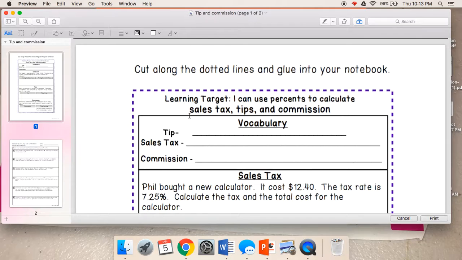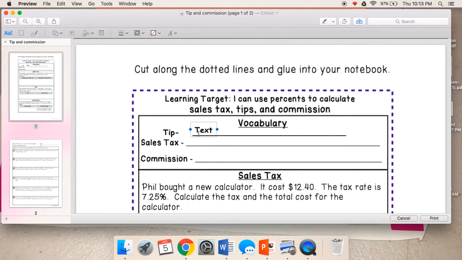And so we're gonna do it through screencast, which is me doing it on my screen, and then you're gonna do it on paper. What I'm going to do here is go ahead and fill in some vocabulary words for you. Today, the learning target says, I can use percents to calculate sales tax, which we're not doing today, but tips and commission we are.